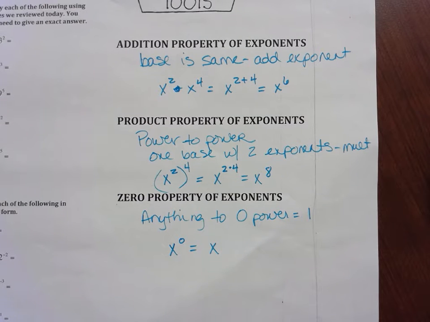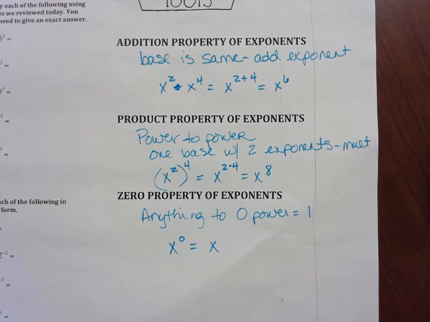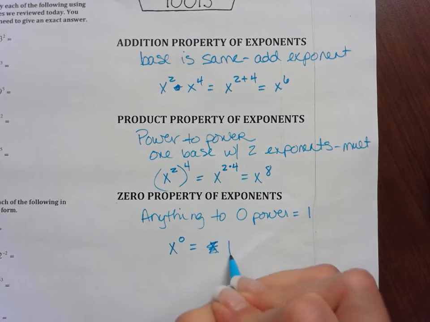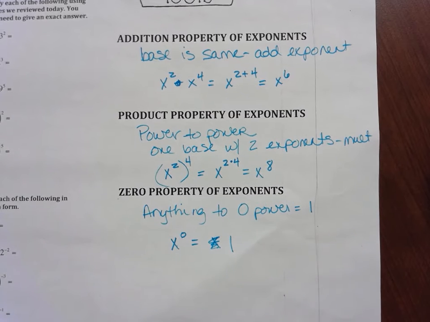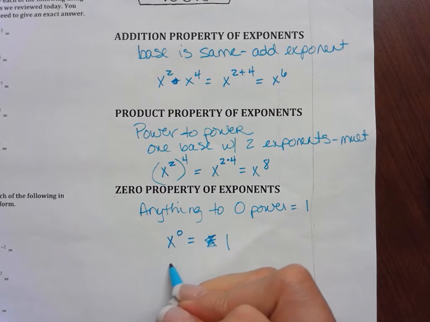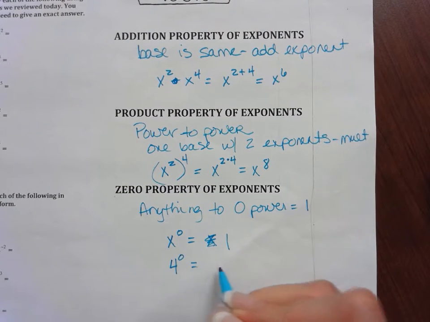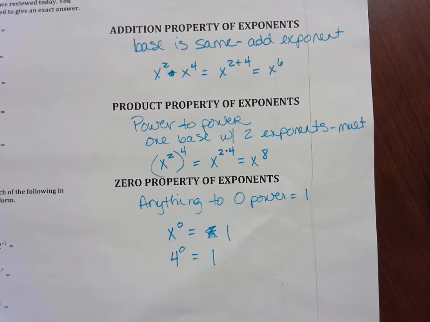X to the 0 power is going to equal what? 1. No, just 1. Anything raised to the 0 power equals the number 1. So even if it's x to the 0 power, it just ends up being 1. Yep. Okay? If I had 4 to the 0 power, it equals 1.